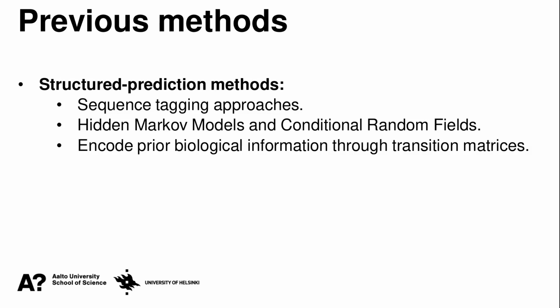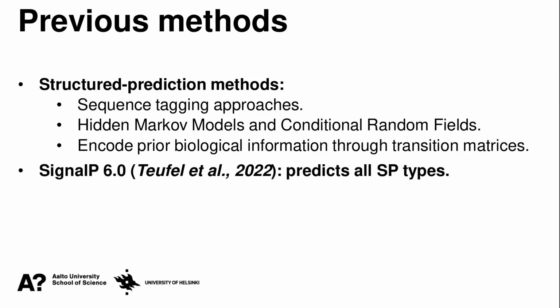Now, to move on to the previous methods, most, if not all, previous methods employed sequence tagging approaches and used hidden Markov models or conditional random fields. Further, to our knowledge, all previous methods used various biological properties to restrict the transition matrices of these models. In this work, we will mainly compare against SignalP 6, as it is the only model predicting all signal peptides considered in this work, and it was shown to achieve very good performance. Additionally, the train, validation and test splits we use are identical to those used in the work developed by the SignalP 6 authors.